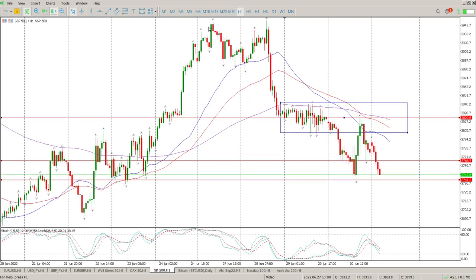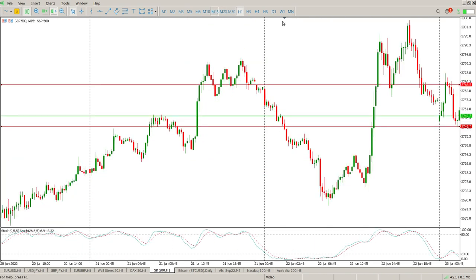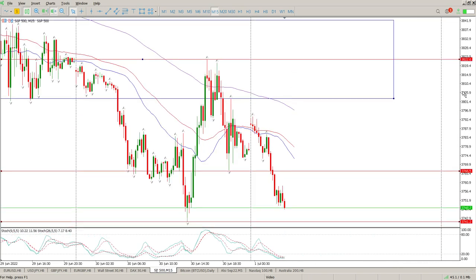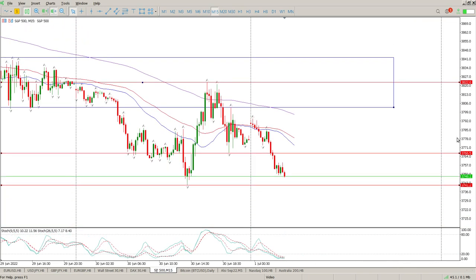Just bear in mind it is end of week. So we had end of month yesterday, which was volatile. So end of week, Friday, normally there is some profit taking that may happen before a long weekend as well. So that's kind of the structure we've got.